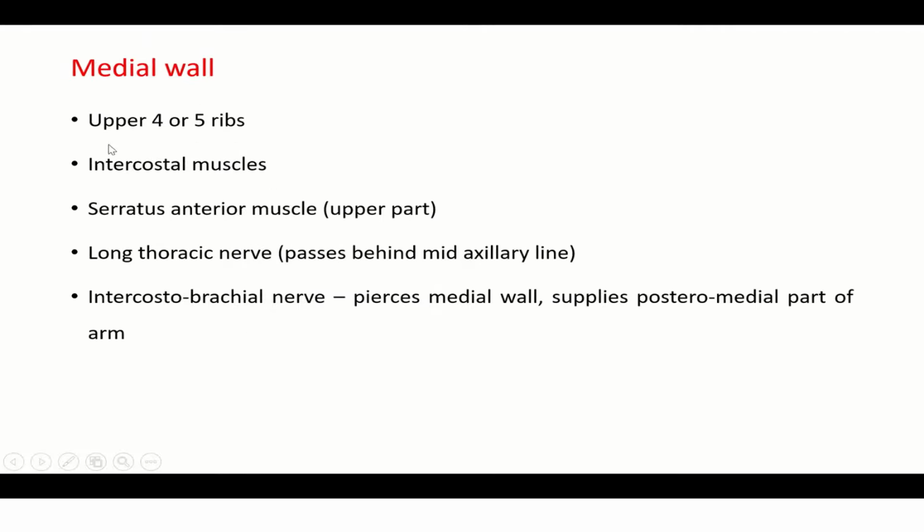Medial wall: upper 4 or 5 ribs and intercostal muscles, and serratus anterior muscle upper part, and the long thoracic nerve which supplies the serratus anterior, which will pass behind the mid-axillary line. An intercostobrachial nerve will pierce the medial wall and supplies posteromedial part of the arm.